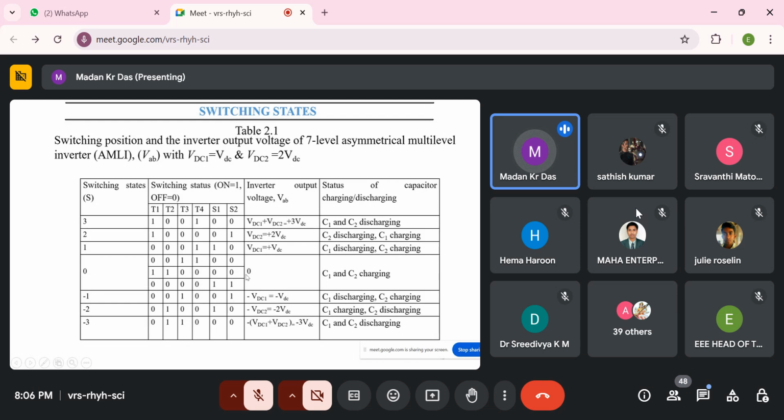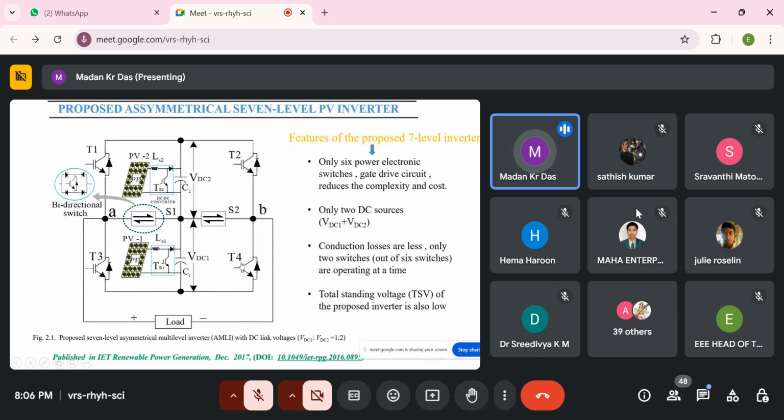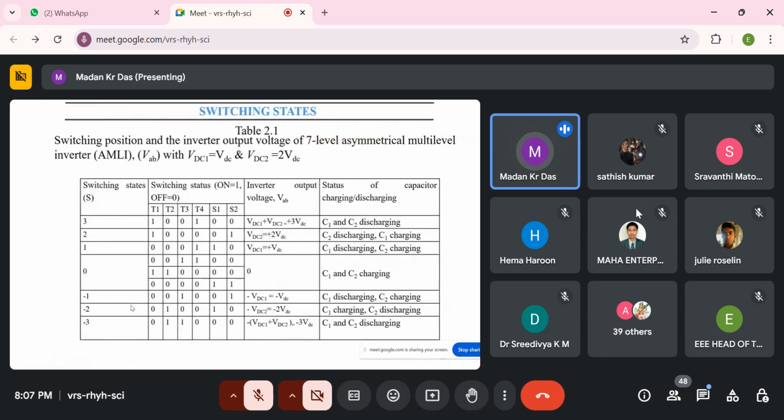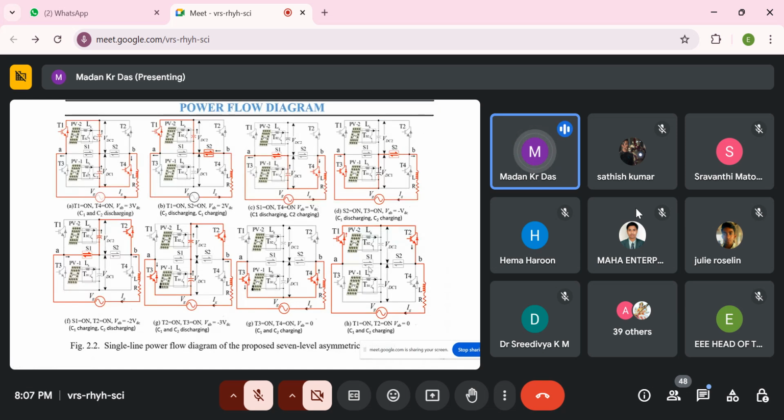And this is the redundancy path. The redundancy path we have discussed means the zero path. Suppose S1 and S2 are on, then it will find the zero path, and also T1 and T2 will be on in the zero path, and also T4 and T3 will be on in the zero path. So there are three ways to flow the current. Here we have mentioned the three redundancy paths, and this is the charging where C1 and C2 are charging.